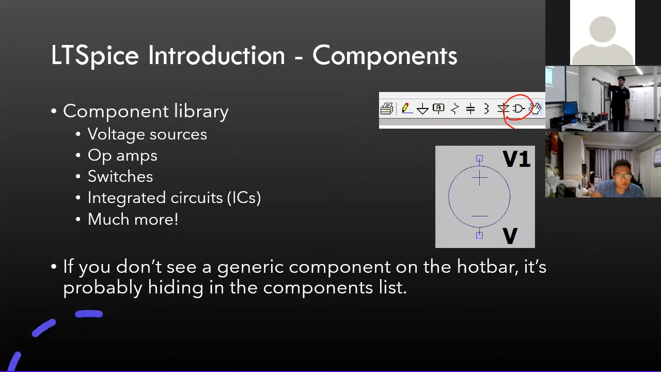Then we have the components library. You may have noticed that your resistors, capacitors, inductors, diodes, and other things are all up there on the hotbar already for you. You can grab them from there. Otherwise, other generic components that may not appear on the hotbar can be found in the components library. If you open it up, you can see there's a whole bunch of stuff in there.